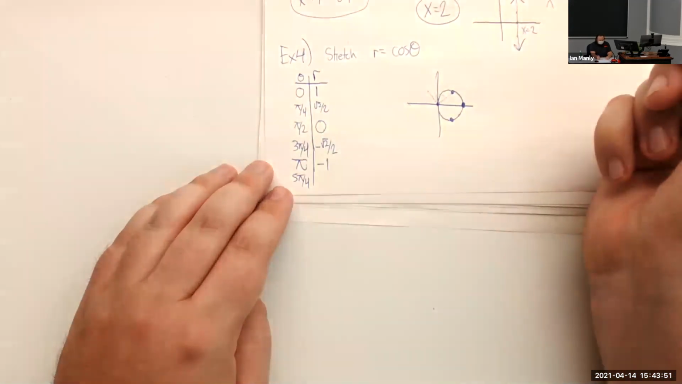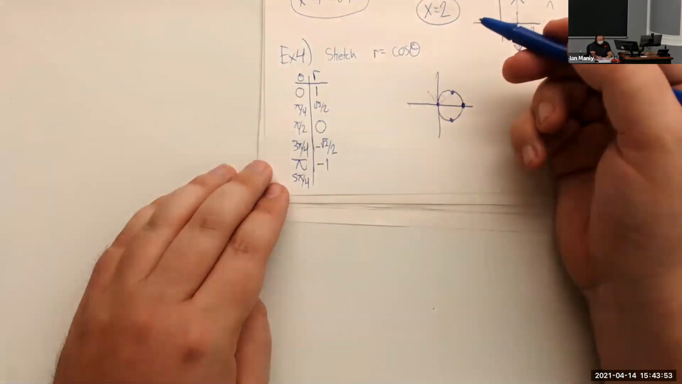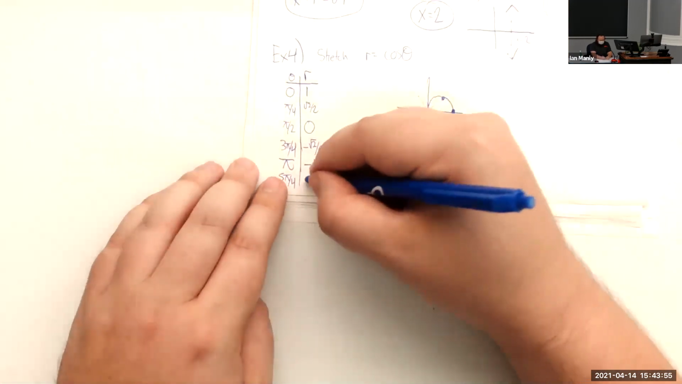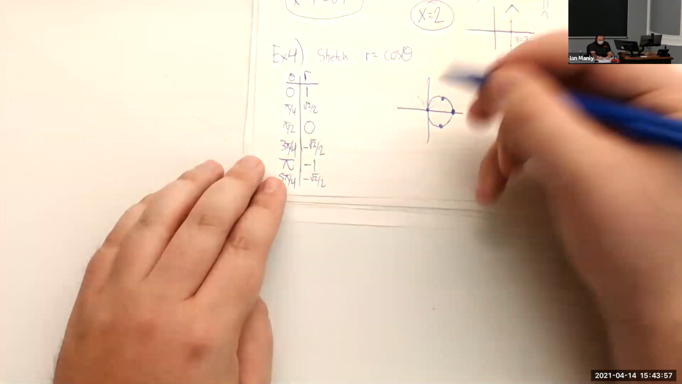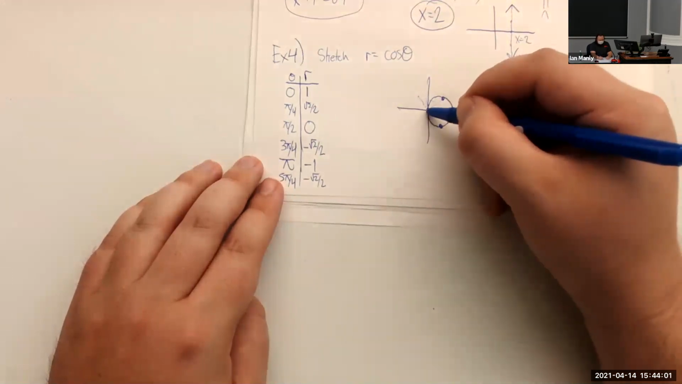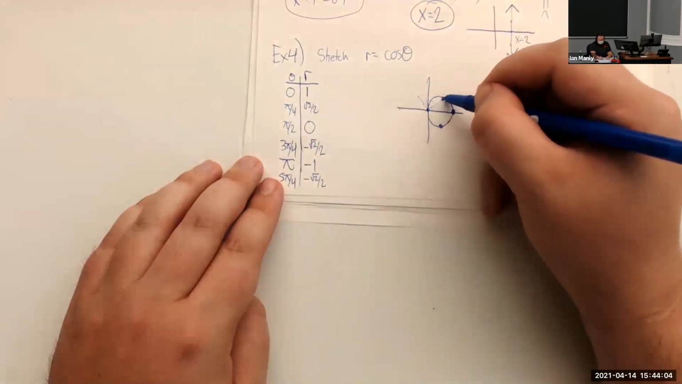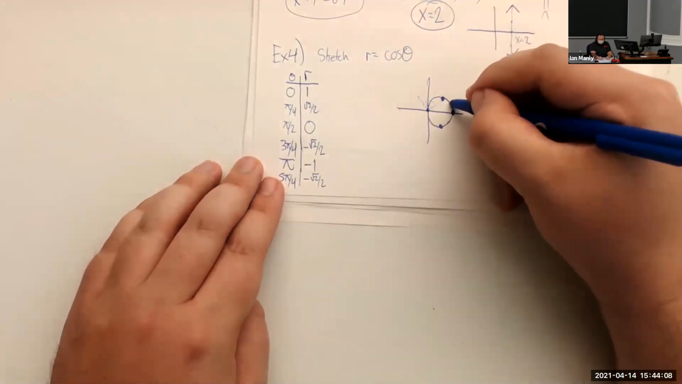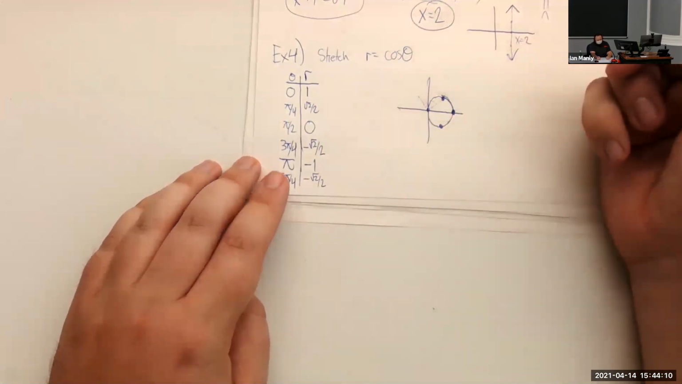So let's do 5 pi over 4. Cosine of 5 pi over 4 is also negative. It's negative root 2 over 2. Now 5 pi over 4 is in this direction, right? But we're going to go the opposite direction, root 2 over 2. But that's actually just going to take us to this point. So it actually seems like we're traveling over the same path once again.